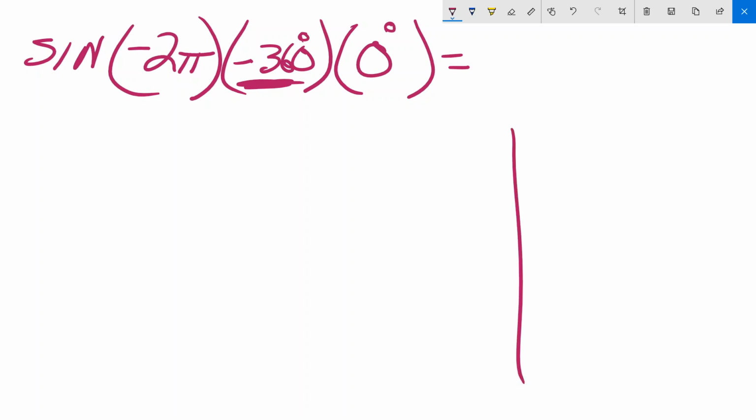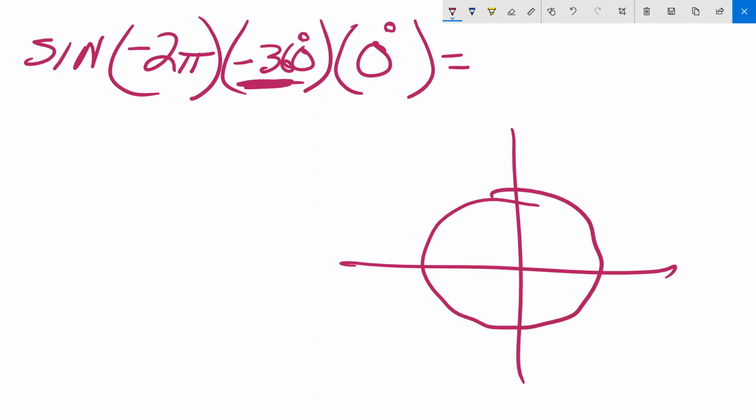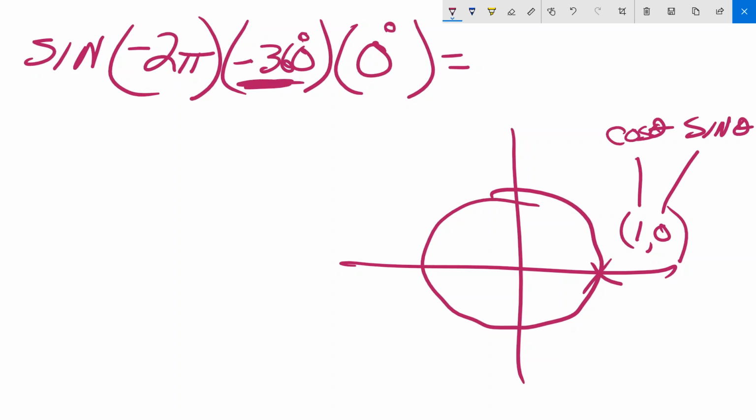I like the way you're doing this. Let's just do it properly. You're looking at the coordinates on that point. What are the coordinates on that point? So what's the sine of 0 degrees? Remember, that is the cosine of that angle. That is the sine of that angle. So what's the sine of 0?